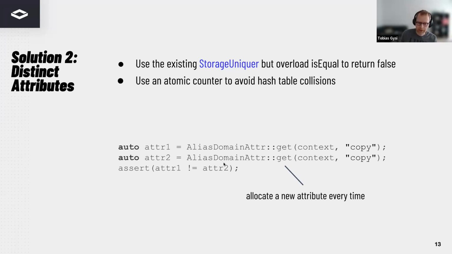Now, what it means semantically is if in your code you have this distinct attribute and you call get twice with the same value, if this were a normal attribute, utter1 and utter2 would be the same pointer. But now that we mark this as distinct, utter1 and utter2 will actually be different pointers. So we allocate a new attribute every time we call get.